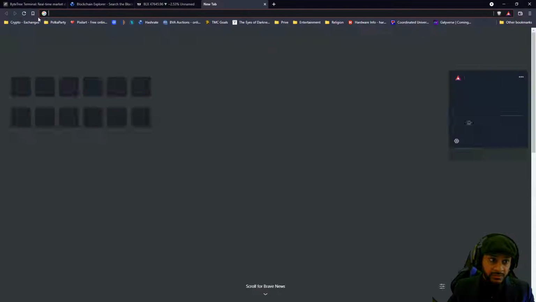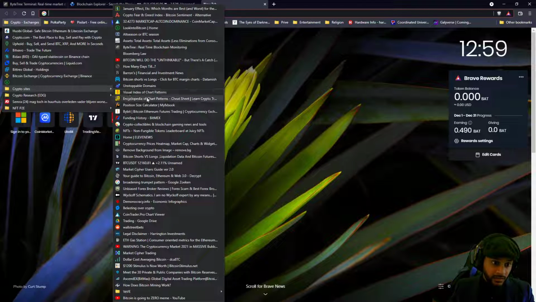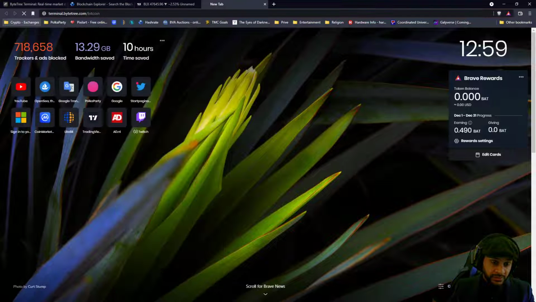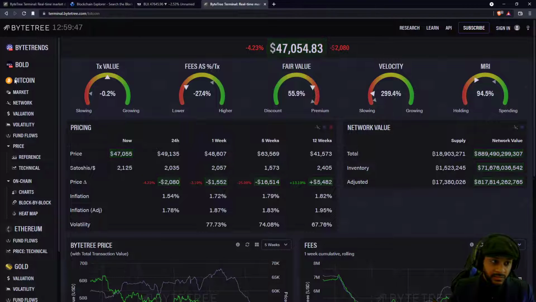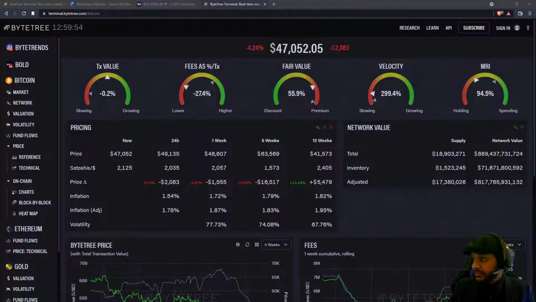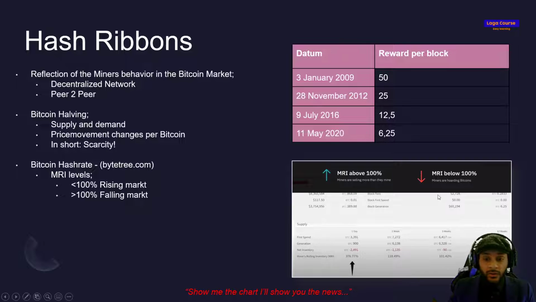If you go to this website over here, this is the website buytree. Then you come on this tab. It's the same thing. You click on Bitcoin and then you will see the MRI. The MRI is below 100%, which means that the miners are now holding the Bitcoin. They're not looking to sell it, right?